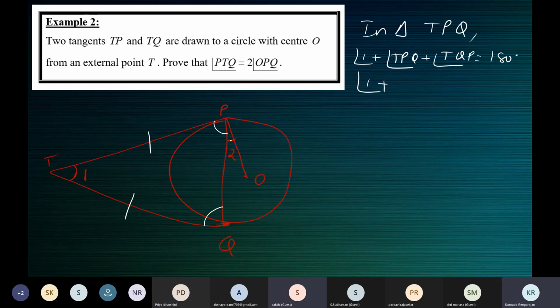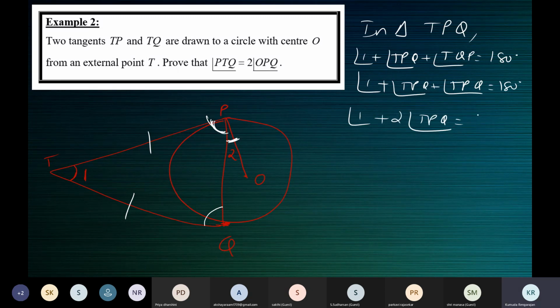Now since angle 2 is here, we'll retain angle TPQ because angle 2 is close to this angle. Instead of TQP, again write TPQ, because both are equal. So angle 1 plus twice angle TPQ is equal to 180. Now TPQ can be written in terms of angle 2.